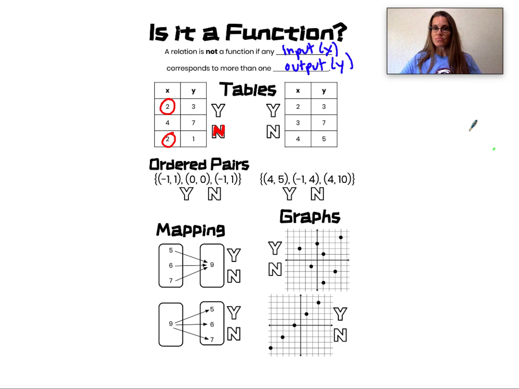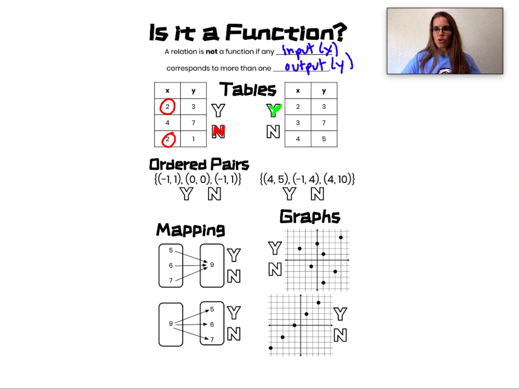The next example is a pretty straightforward yes. No x value is repeated, so we don't even need to look twice. 2 goes to 3, 3 goes to 7, 4 goes to 5. It's okay that there are two different 3's in the table. Each input x has exactly one output y.